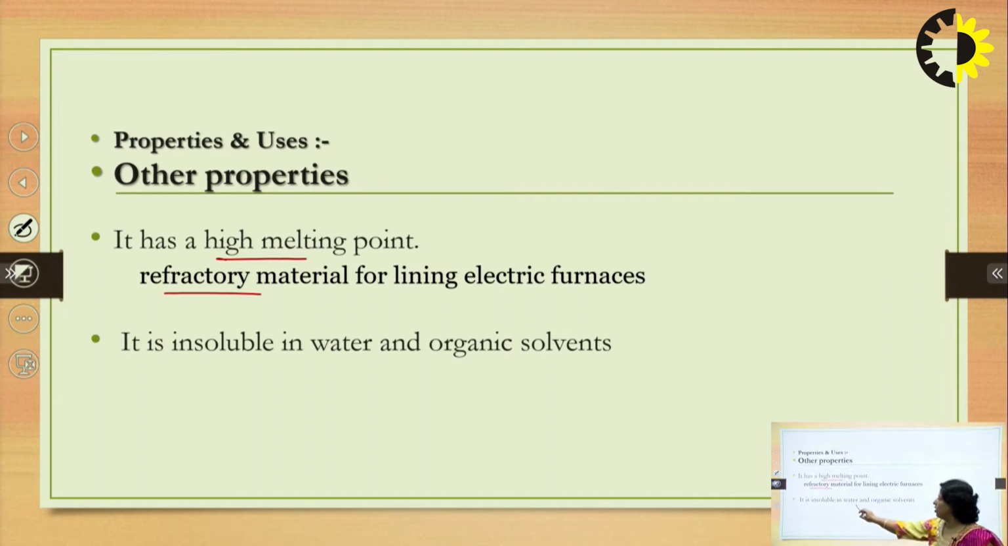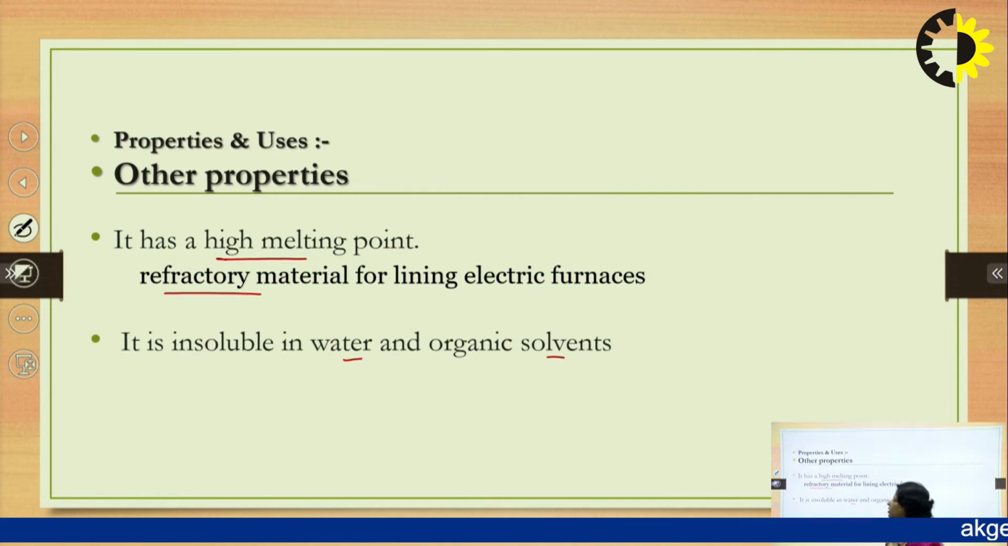Now, it is insoluble in water as well as organic solvents. Generally, materials are either soluble in water or in organic solvents, but graphite is insoluble in both.